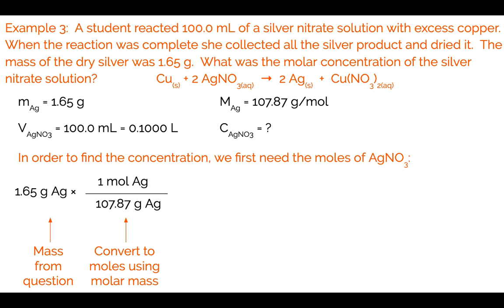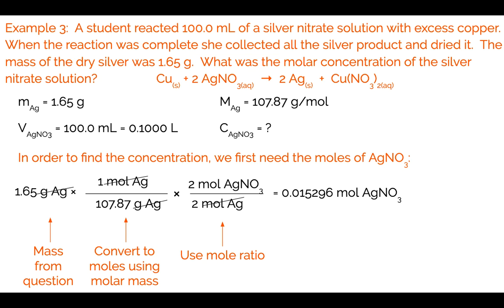We know that the molar mass means that there's 107.87 grams in every 1 mole. So grams cancel, and we now have the moles of silver, but we're trying to find the moles of silver nitrate. So we use the mole ratio, which in this case is 2 to 2 or 1 to 1, so that's not going to change the value. When we calculate that out, we find that we had 0.015296 moles of silver nitrate. That's how much would be needed to make all that silver.